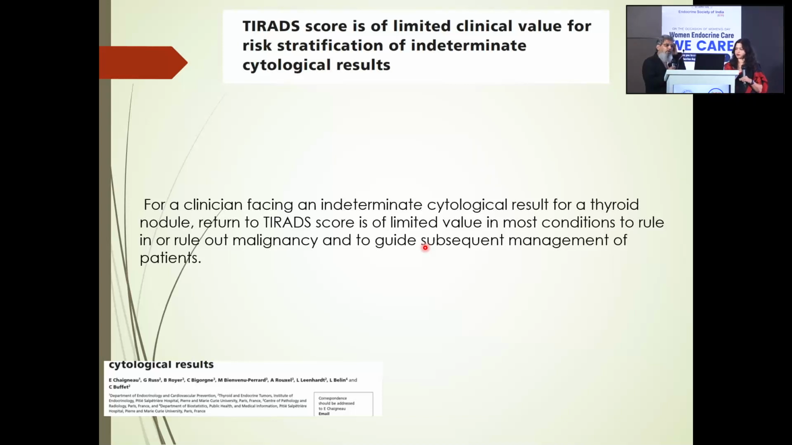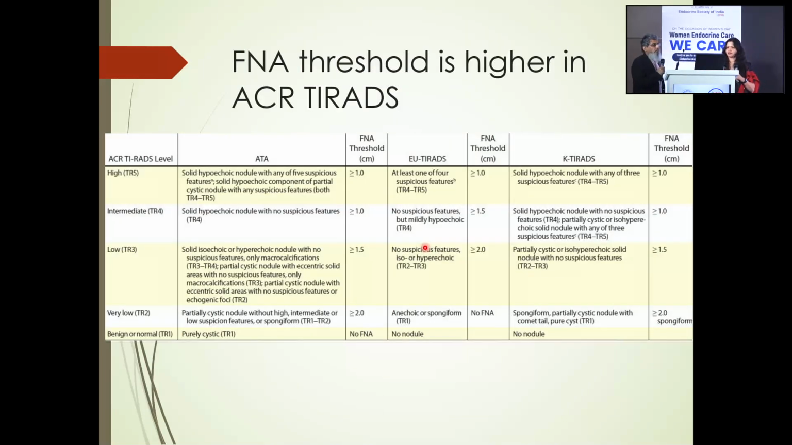So this is the important thing. We have already discussed that FNA thresholds are a little bit higher in the ACR TIRADS as compared to the ATA. It's about 0.5 centimeter higher, so it tends to avoid unnecessary FNACs, and I think that's a good thing. But practically, as I told you, we have to see the patient scenario and the report, and then take a decision.